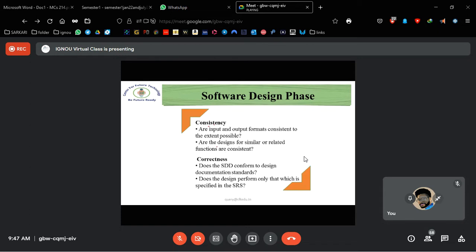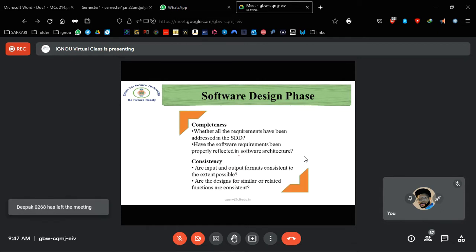Characteristics of the software must also be there. The design part must also be there with respect to the SRS and all. Completeness: whether all the requirements have been met, this point I have already addressed in the first point, the software requirement being properly reflected in the software architecture. Although we have covered all these aspects earlier in the context of SRS, now we have to ensure them in the context of SDD also. So again, consistency in terms of input-output format, interface design and all that must be mapped to one another.